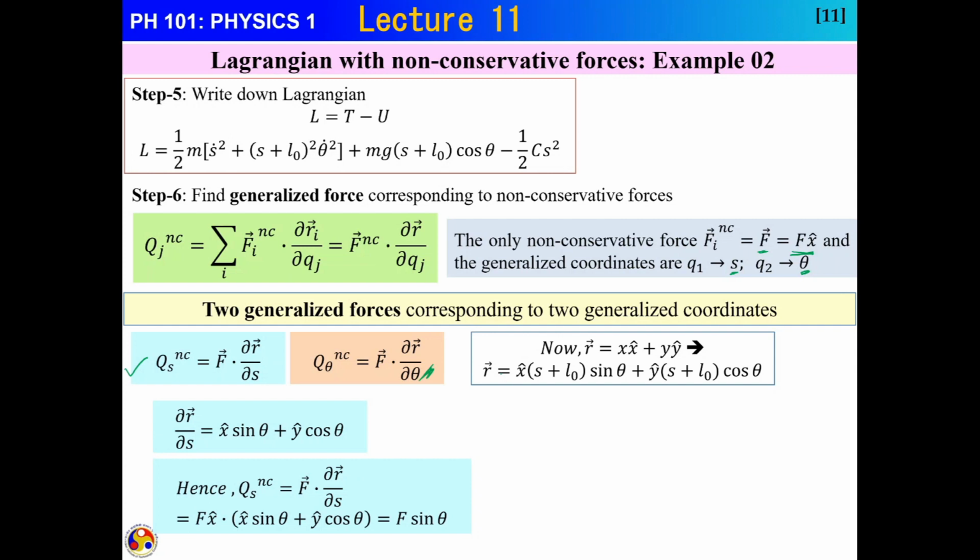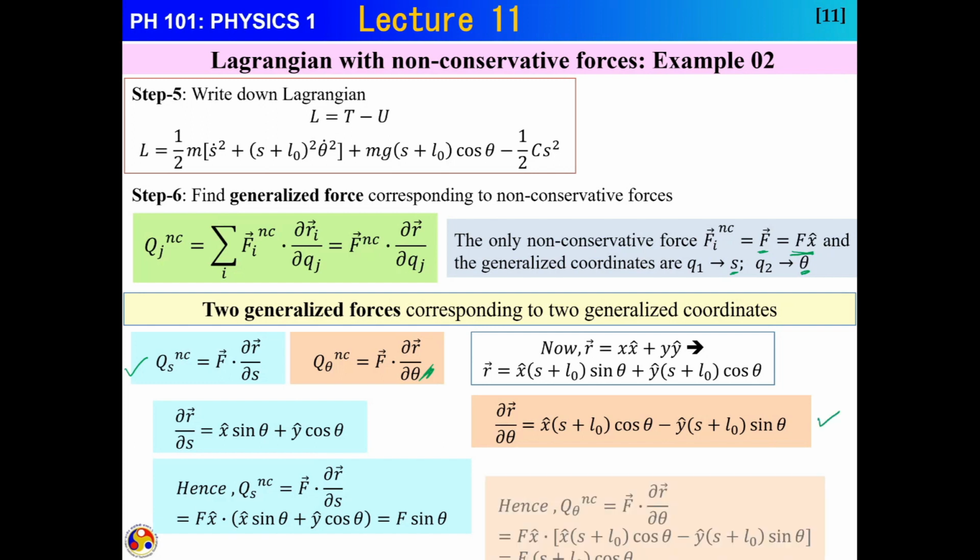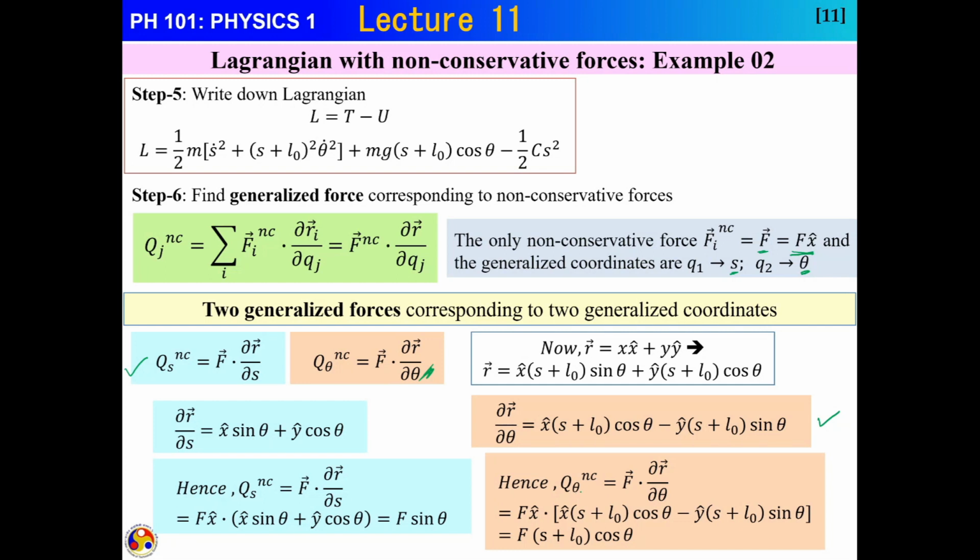So we take the partial derivative of R with respect to theta. In this case you will have x-cap (s plus L naught cos theta), plus sin theta, y-cap (s plus L naught) minus sin theta. So the partial derivative of R with respect to theta comes out to be this part. Let us substitute it, so that the generalized force for the generalized coordinate theta is like this. Now substituting Fx here, you have F (s plus L naught) cos theta.